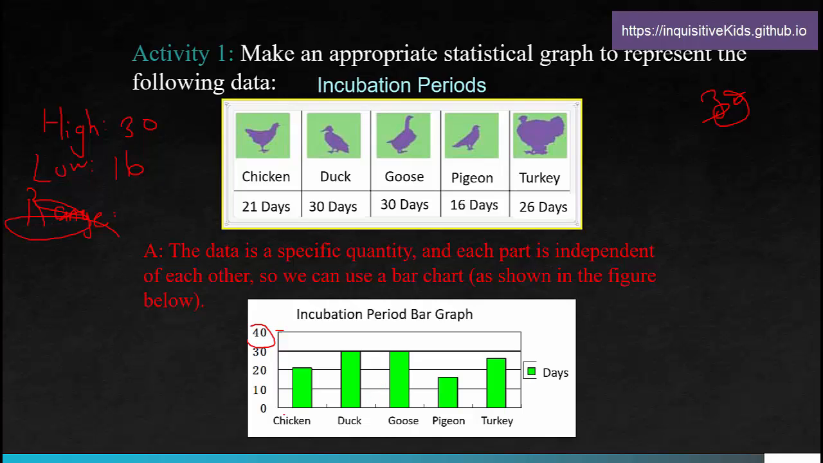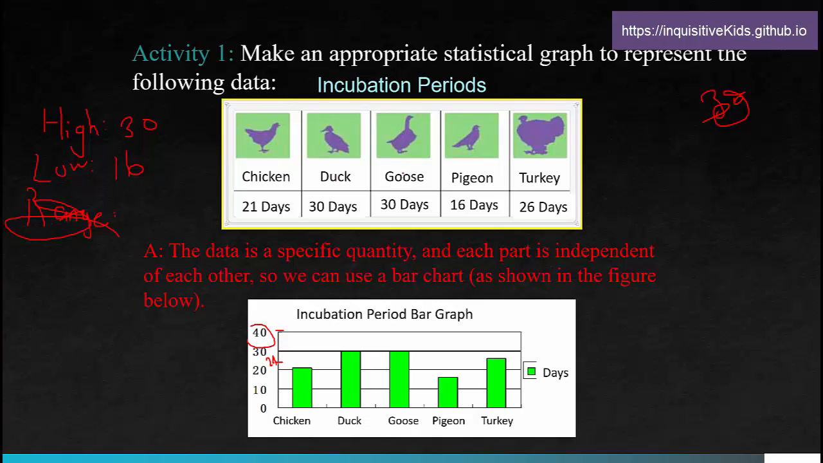So on the bottom we wrote chicken, duck, goose, pigeon, and turkey. And then we are going to create the bars on top of these names to show that this one is chickens, this one is ducks, and so on. So then we graph. The chicken is 21 days, and over here the closest to it is 20 days. Actually, this is 24. It looks more like 24. So it would be more about 21 right here. So that's the height of the chicken.